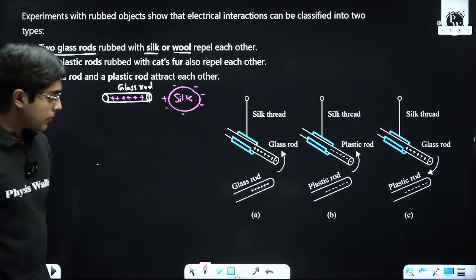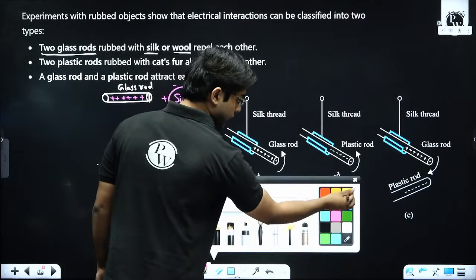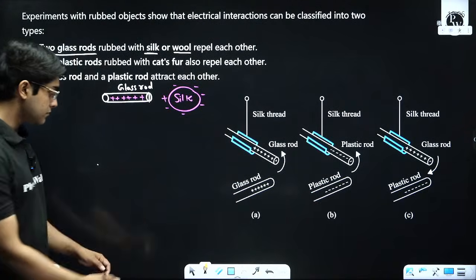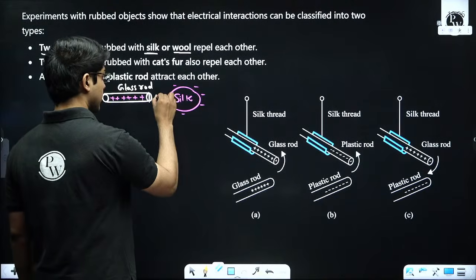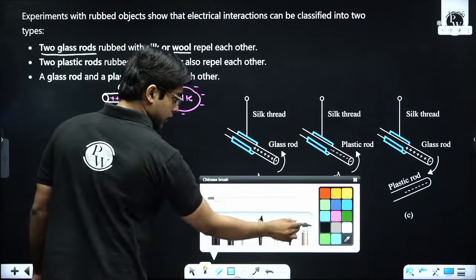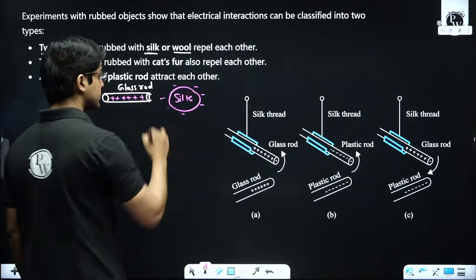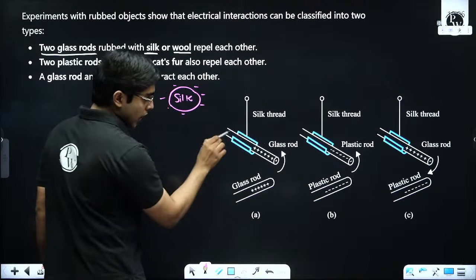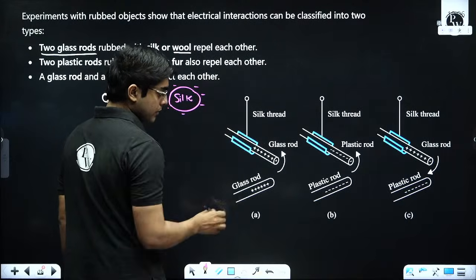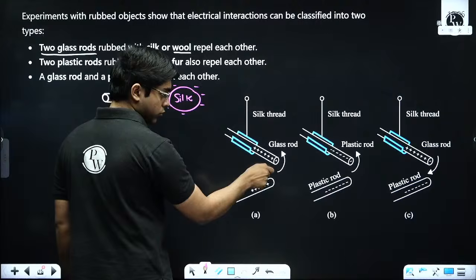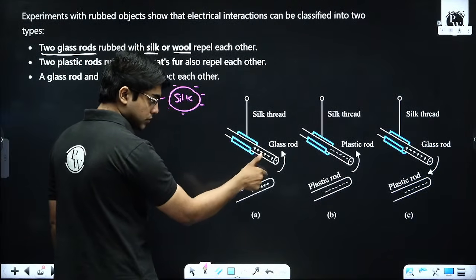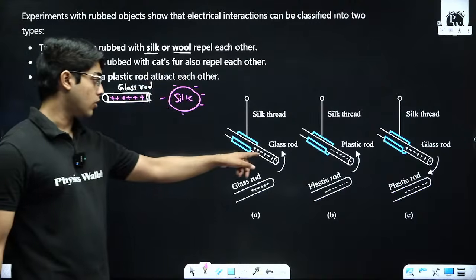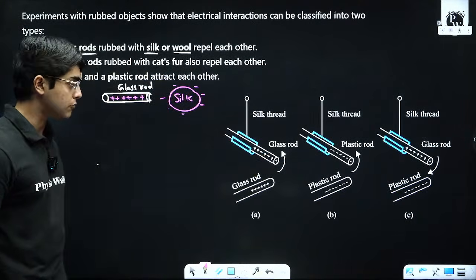Now in the experiment, we took two different glass rods and we rubbed them with silk cloth. So what happens when we rub it with a silk cloth? The glass rod becomes positively charged, right? And one of the glass rods, we hung it to a thread and we brought another glass rod close to it. And what was observed was this glass rod actually repelled it. This glass rod experienced a repulsive force.